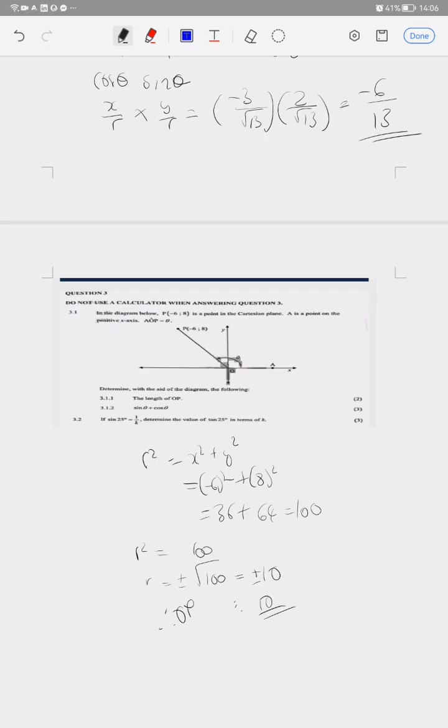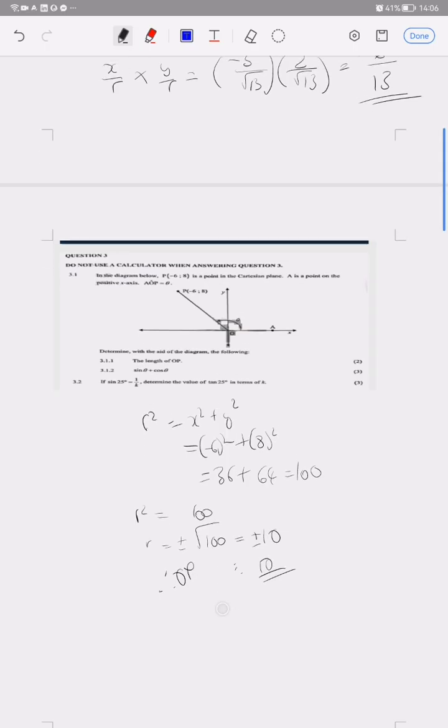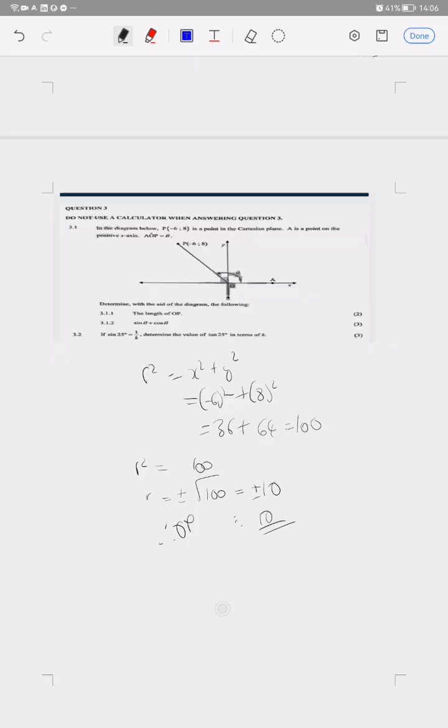What's the next one? We want sine theta plus cos theta. So the question wanted us to find sine theta plus cos theta. Remember, sine theta is y over r, and cos theta is x over r.